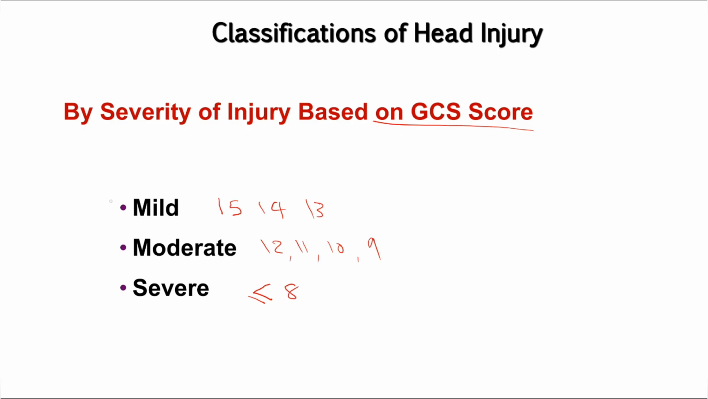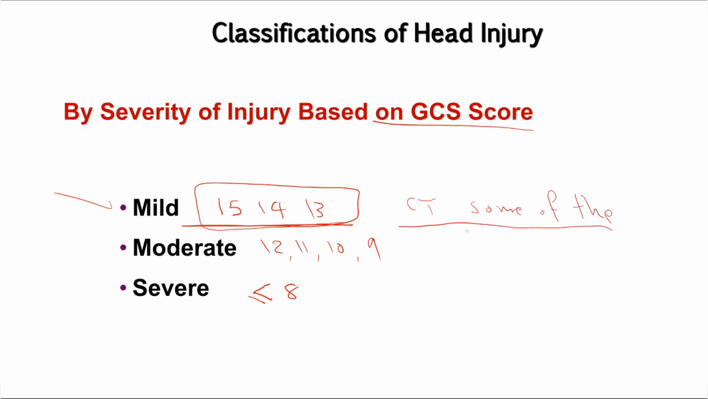So if mild brain injury, you just have to wait and provide good care for the patient. Some of them may need a CT scan. So CT scan, some of them, not all of them, only if there is a specific indication. But moderate and severe, do CT scan for all of them.